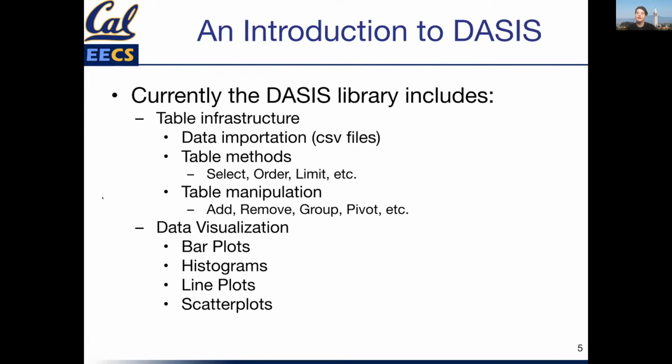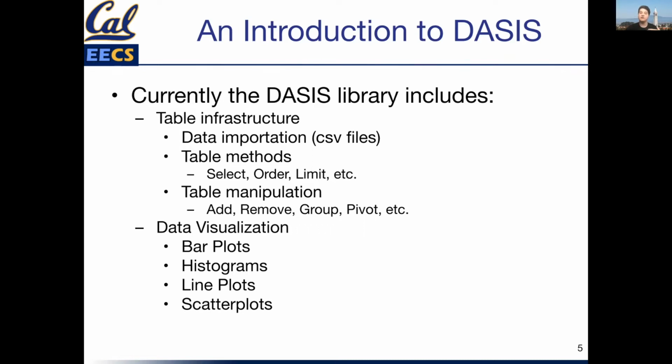So currently the DASIS library includes table infrastructure, the ability to import CSVs so students can interact with data directly. They can import CSV files, or they can create their own tables from scratch for smaller tables if they just want to play around in a sandbox environment. There are table methods that are not limited to select, order, and limit. Basically, the entire suite of querying methods is available. And there are also table manipulation functionalities for adding rows, removing rows, and the same thing with columns. You can group, you can pivot, you can do all sorts of cool stuff with these tables.